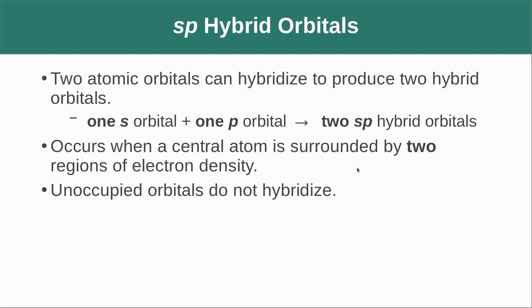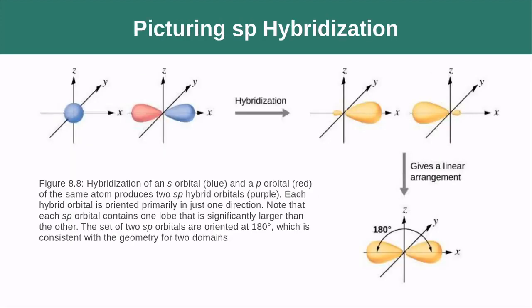We're going to combine together orbitals of two different kinds. We'll start with just a single s and a single p. The two atomic orbitals can hybridize to produce two hybrid orbitals. These are called two sp hybrid orbitals. This occurs when a central atom is surrounded by two regions of electron density. Unoccupied orbitals cannot hybridize. So let's take a look at what that looks like.